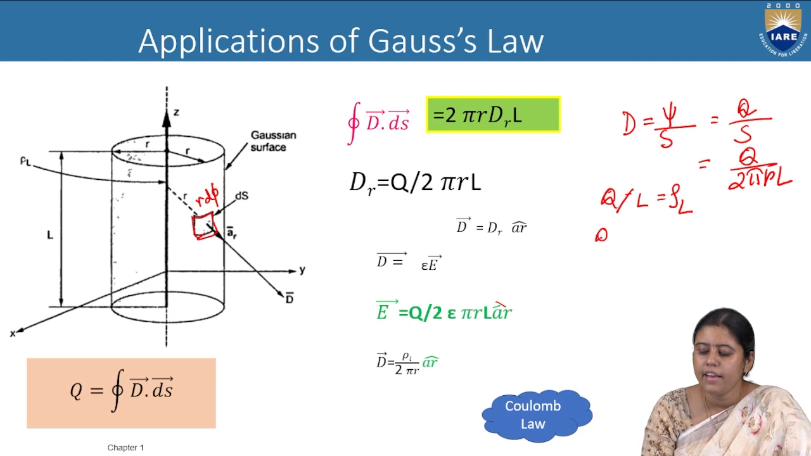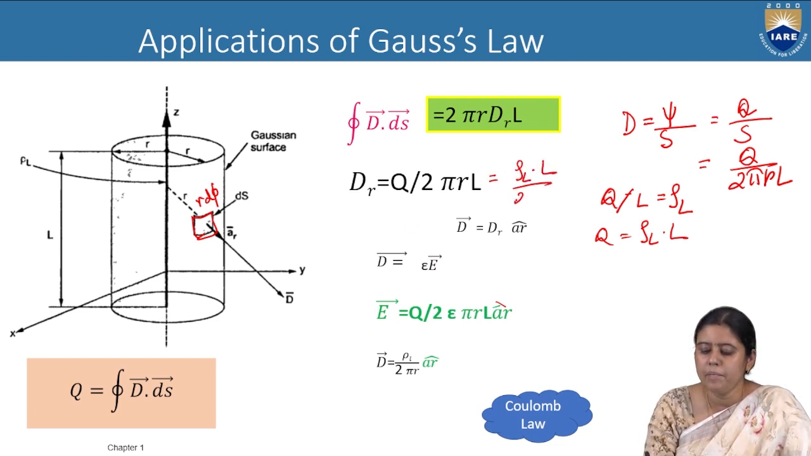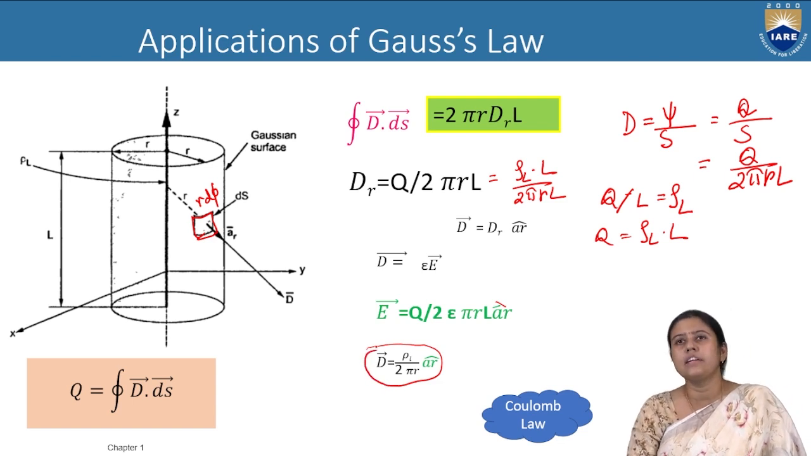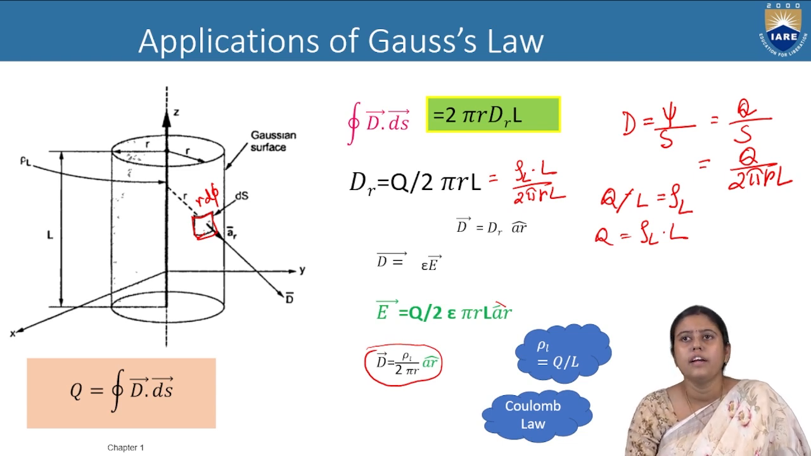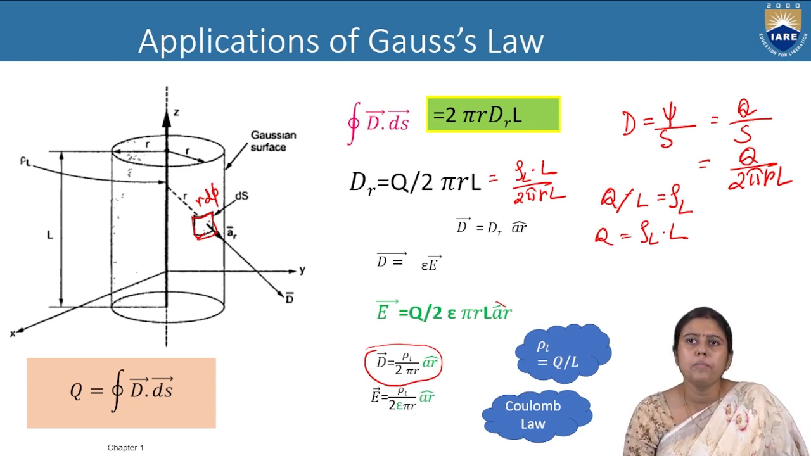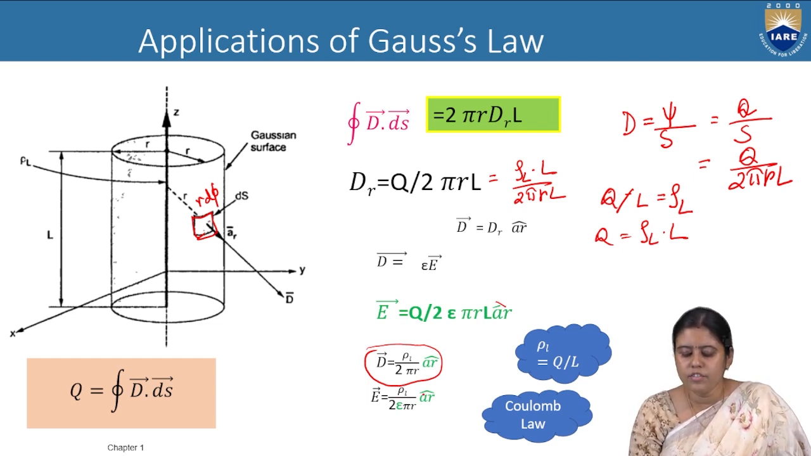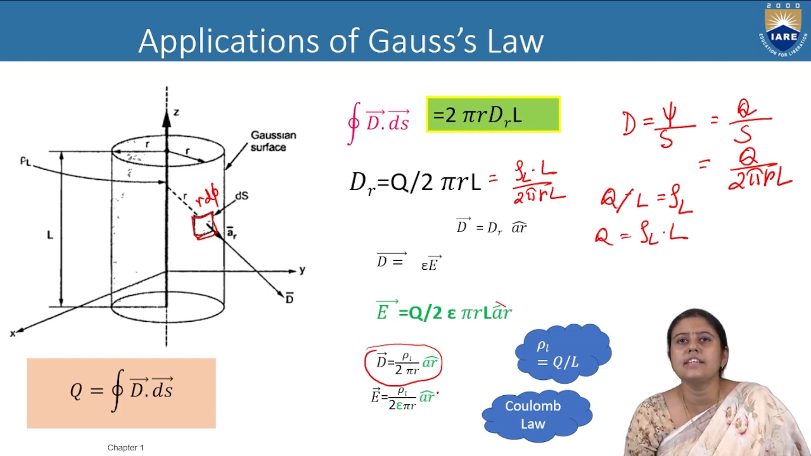So we can write Q is equal to rho L into L. And after just changing the value, D is equal to rho L into L by 2 pi r L, we got D is equal to rho L by 2 pi r L, and direction is in the a_r direction. As I told, rho L is equal to Q by L. So what is E? If we put the value in E, it is rho L by 2 pi epsilon r a_r, and this is the Coulomb's law.